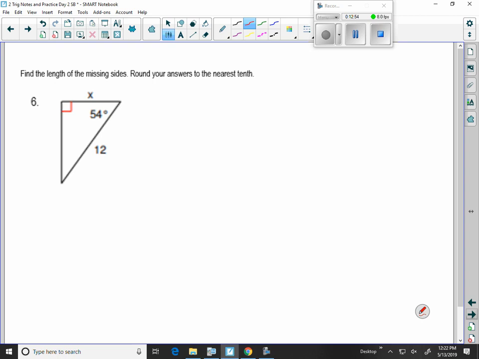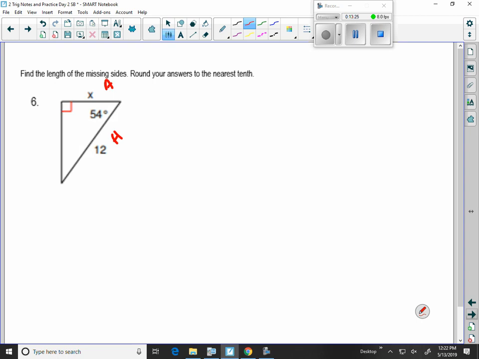Okay, find the length of the missing sides. Round your answers to the nearest tenth. Okay, so if I have my 54 degrees, which side is x? Adjacent, yes. Which side is 12? Hypotenuse. Which trig function am I going to use? Cosine, because cosine is adjacent over hypotenuse.